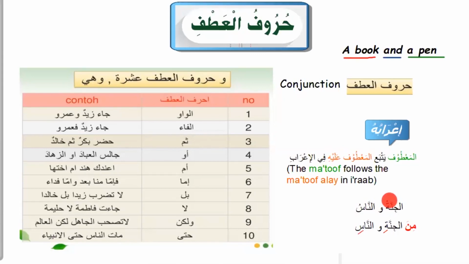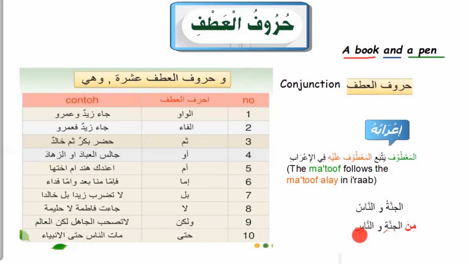Observe here: Al-jinnatu wan-nasu. This one has dhamma on the last letter, and this one also has dhamma on the last letter. Now observe the second part: Minal jinnati. There's a harf jar here, so instead of jinnatu, it will now be jinnati because of the harf jar. Now if a conjunction is holding this word, al-jinnati, which has kesra, to another word, even though that word doesn't have a harf al-jar, it will have the same i'rab as the previous word. I hope that is clear.